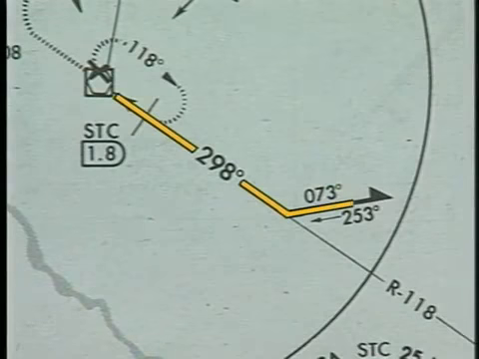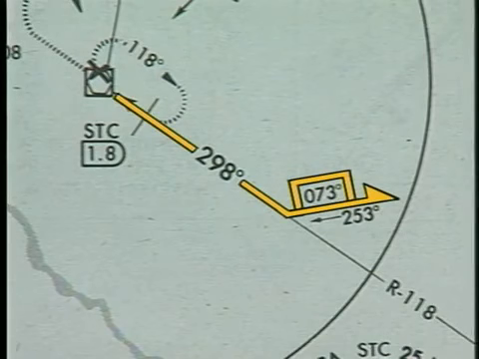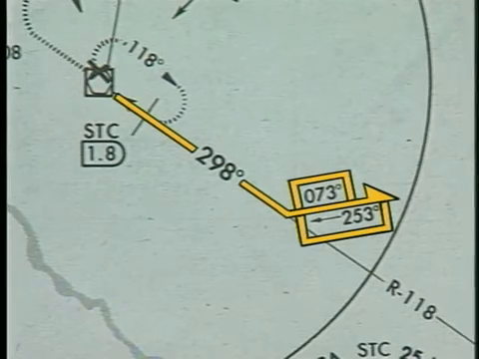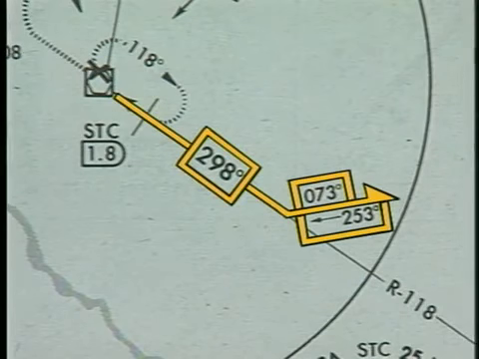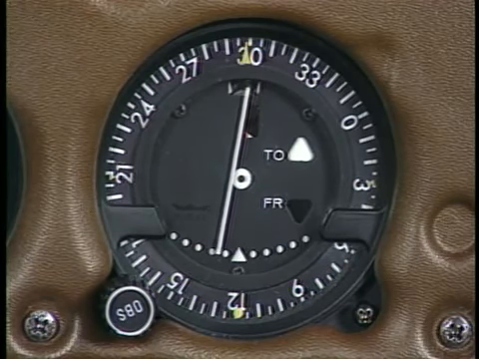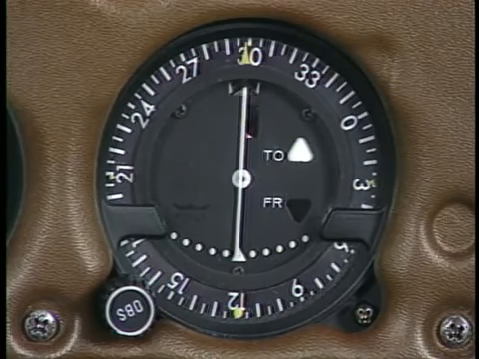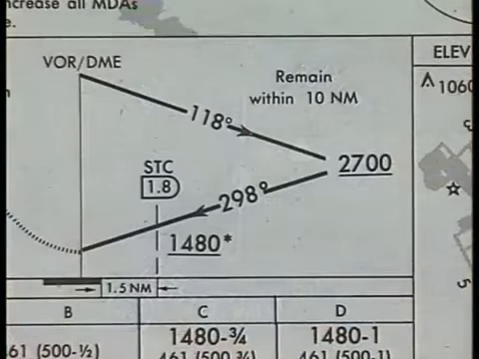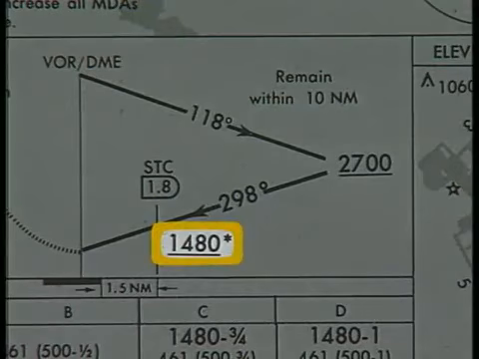The procedure turn is completed by flying 073 degrees for 1 minute, then making a 180-degree right turn to a heading of 253 degrees. During this procedure, set the VOR indicator to the inbound course of 298 degrees. When the CDI begins to center, turn right to intercept the final approach course and adjust your heading to keep the needle centered. You may now begin your descent to 1,480 feet.